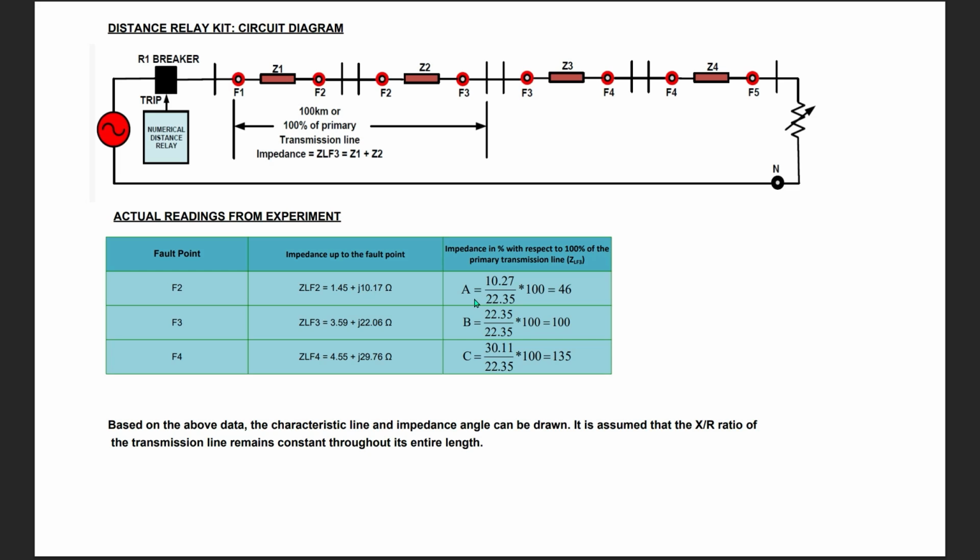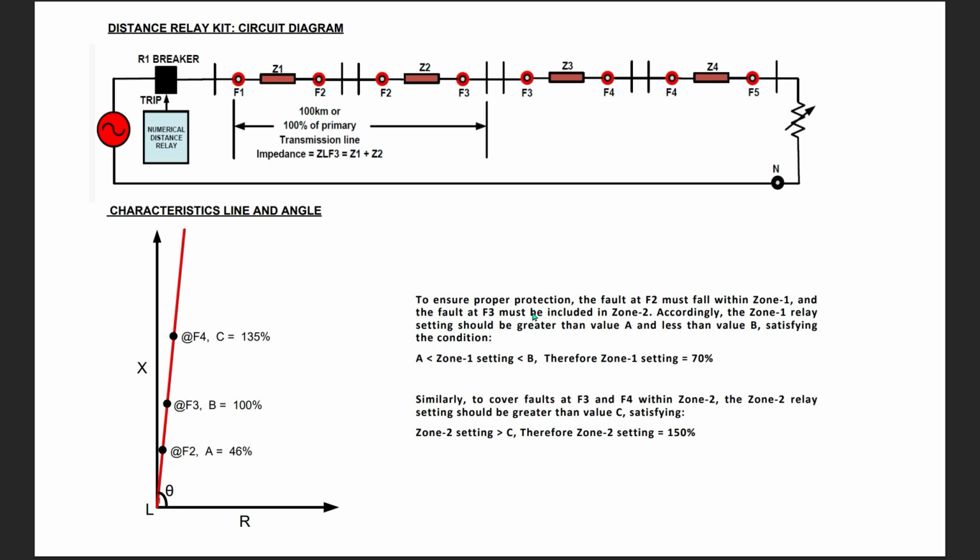Further, the values of A, B and C are calculated based on the impedance and shown in the third column of this table. Based on this, the characteristic line is plotted and the points corresponding to A, B and C are marked. To ensure proper operation, we know that the fault at F2 is in zone 1 and the faults at F3 and F4 are in zone 2 of the distance relay.